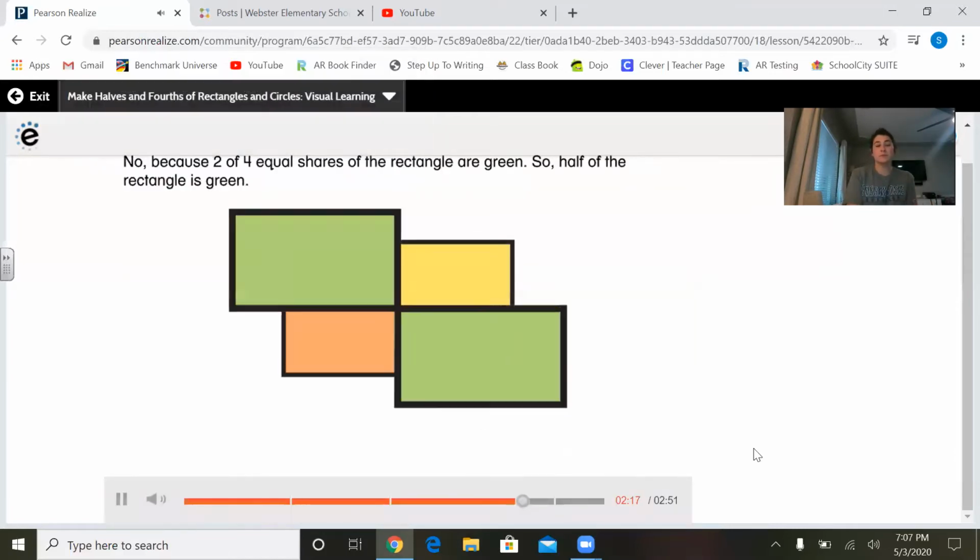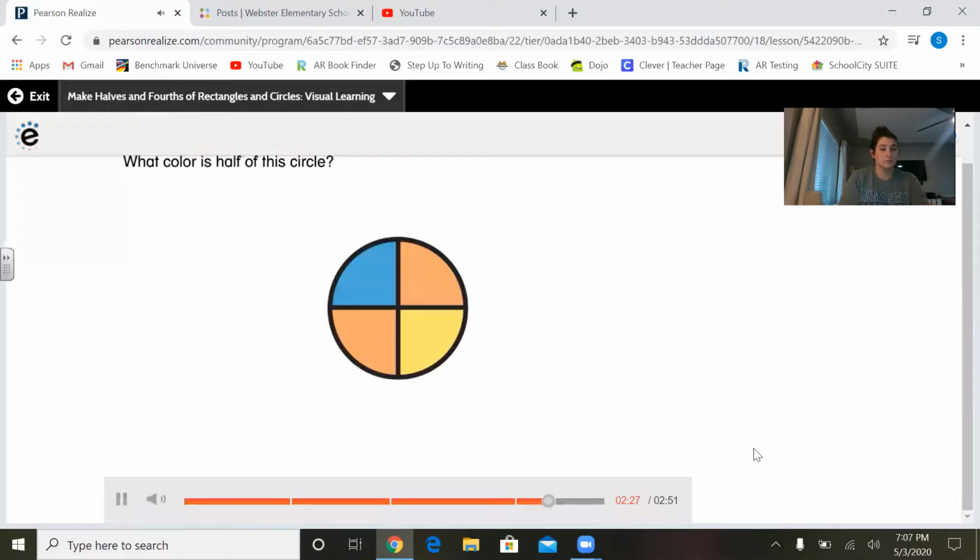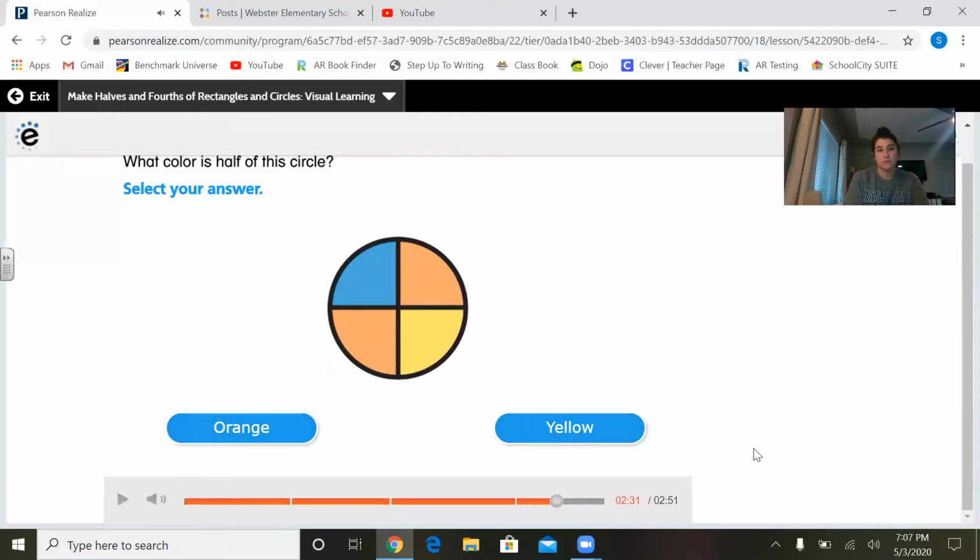No, because 2 of 4 equal shares of the rectangle are green. So half of the rectangle is green. What color is half of this circle? Select your answer. So we have 1/4 is blue, 1/4 is yellow, and 2 quarters is orange.